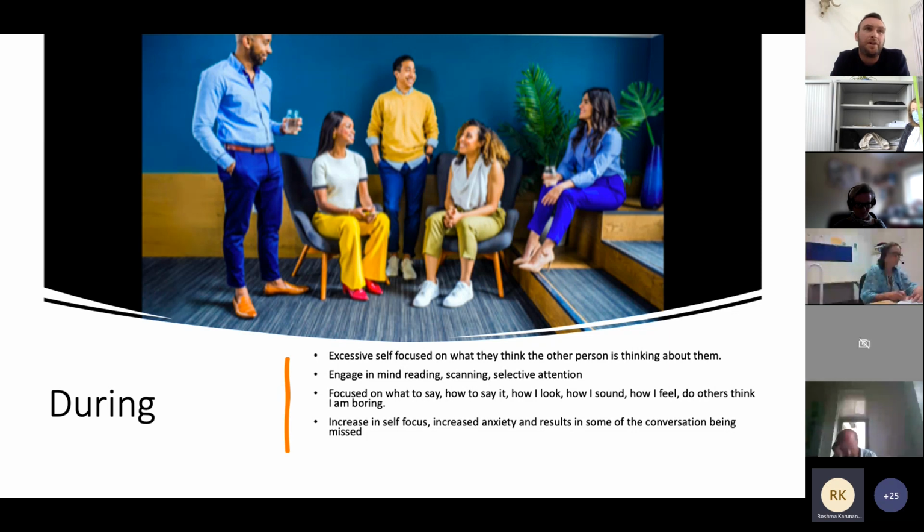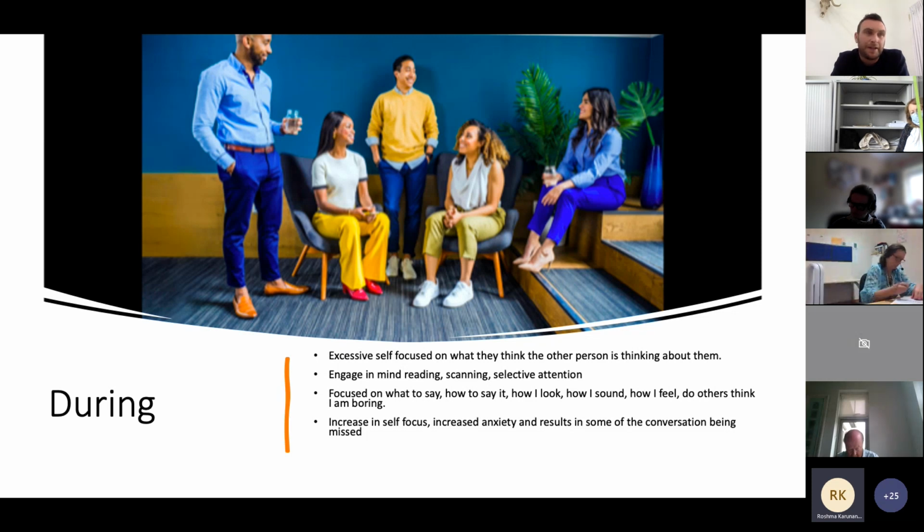They're also becoming very aware of how they are presenting themselves, in terms of my thinking, in terms of what I should and shouldn't say, in terms of how I stand, how fluently I speak. Lots of different things the person becomes very, very preoccupied with. So they engage in mind reading, scanning, and selective attention. Mind reading is one of the classic things that people tend to do. It's where they believe that they know what the other person is thinking, and it's usually from a negative point of view.